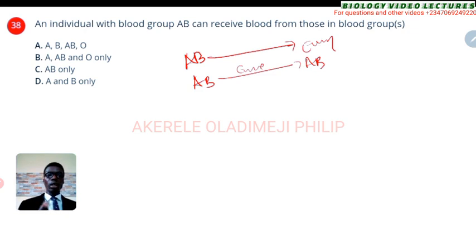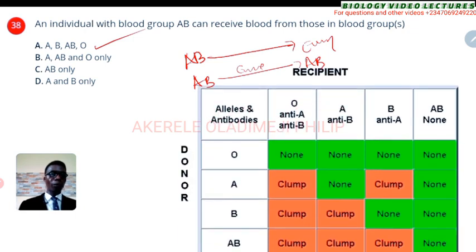So the answer is going to be option A. Yes, it can receive blood from those in blood group A, B, AB, and O. So that's what we call universal recipient. That's blood group AB. So this is blood group AB receiving from everybody. So there's no agglutination, there's no clumping. So you can receive from O, from B and AB. That's because it doesn't have any antibody. All right.